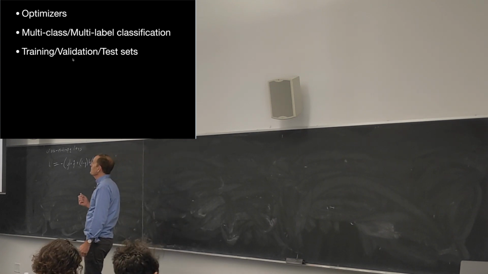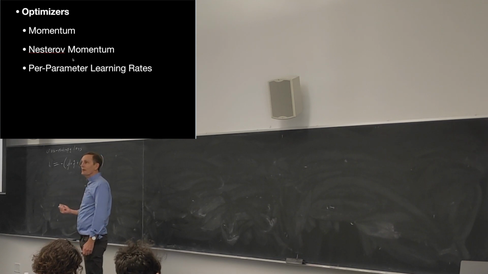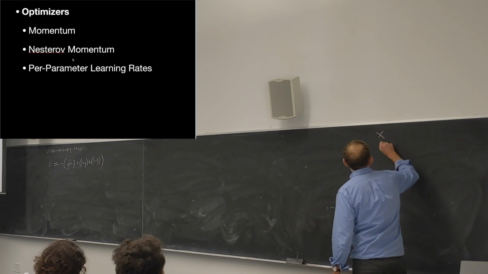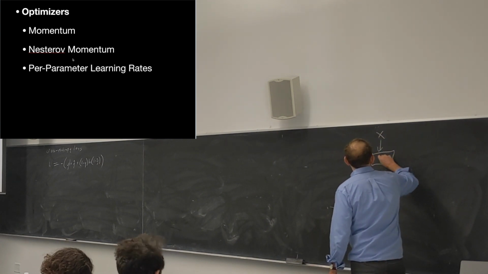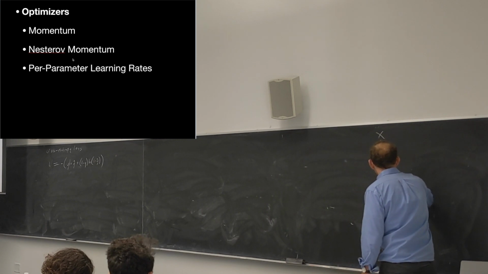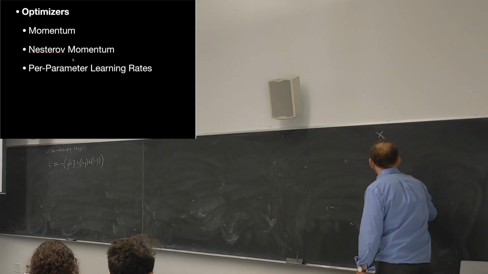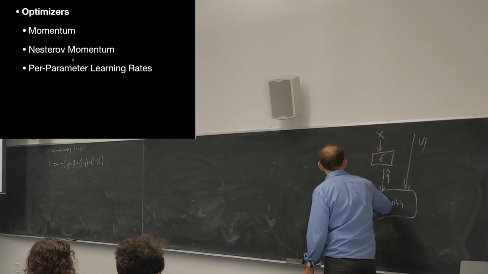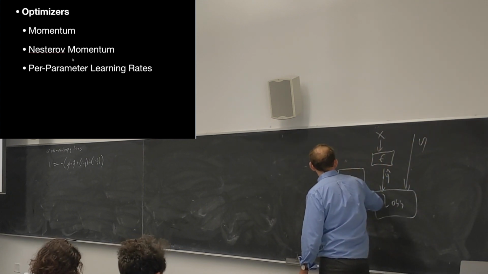So today what we're going to talk about is optimizers. If we go back to our picture here, where we have x coming into f, y hat coming out, this coming into a loss, along with y. Here's where we're working today, in the optimizer.